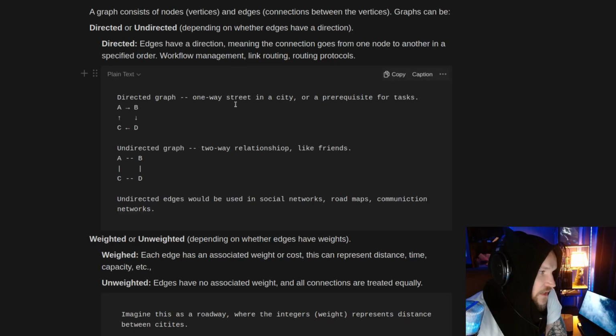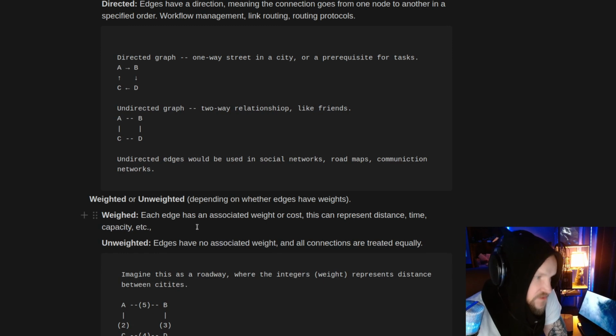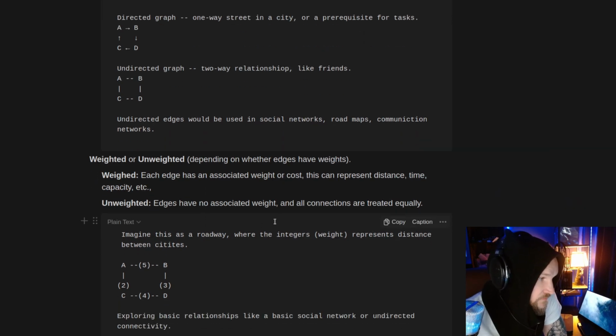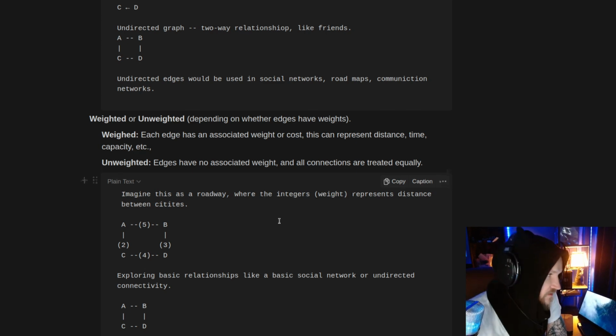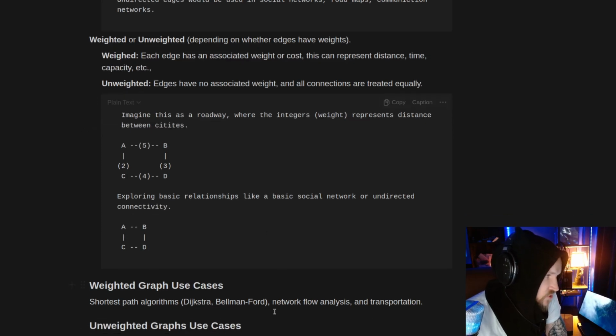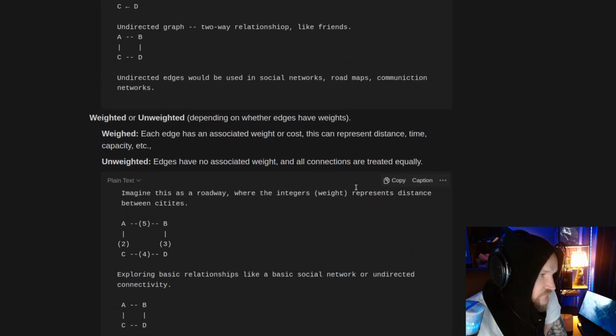Then you've got weighted and unweighted graphs, and this depends on whether the edges have weights. So you've got direction, if the edges have direction, and weight, if the edges have weight. Weighted edges have associated weights; for unweighted graphs, the edges don't. Think of shortest path algorithms, and I actually have them called out down here: Dijkstra, Bellman-Ford.